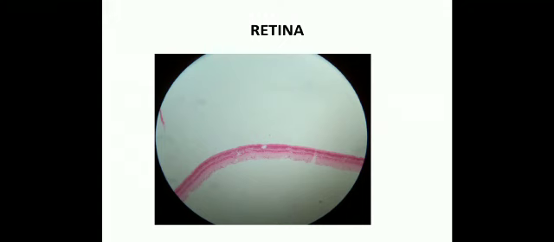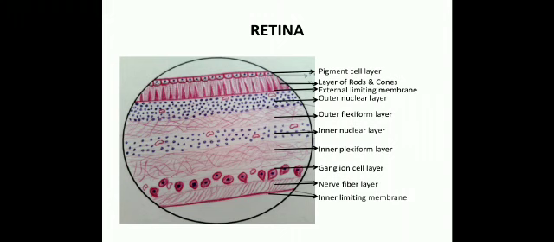Under the microscope the retina is seen like this. We can't differentiate the different layers clearly, but in the stain pattern the nuclear cell bodies have taken the deep stain, whereas the plexiform layer and the nerve fiber layer have taken the stain lightly. Diagrammatically we can represent the retina showing all 10 layers.